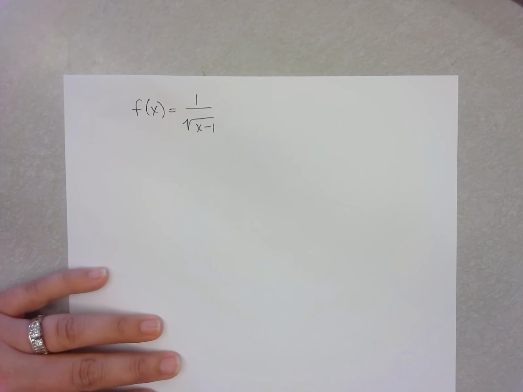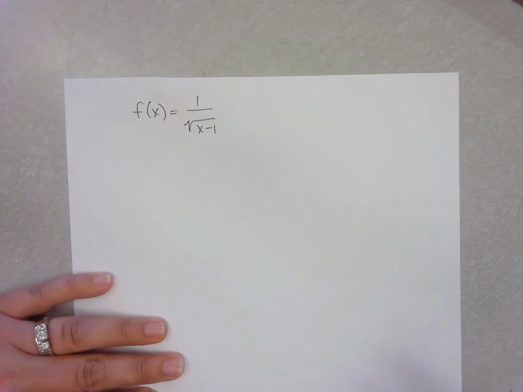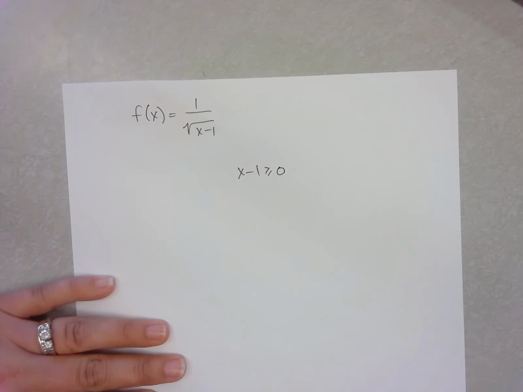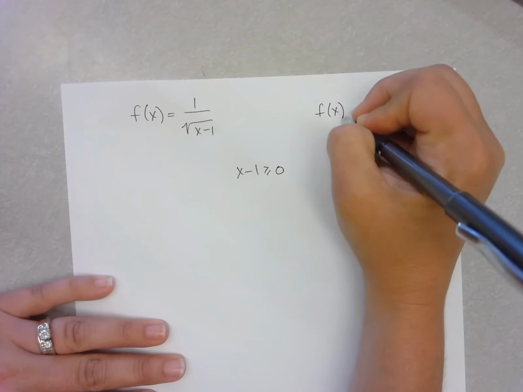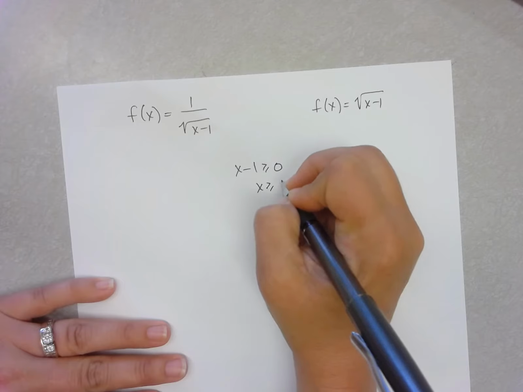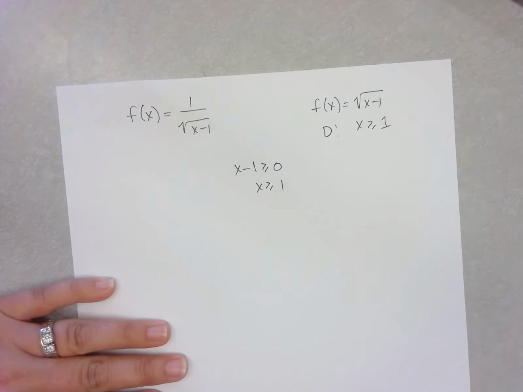So first of all, when I'm doing a square root, I see the square root, I immediately know that x minus 1 has to be greater than or equal to 0. If f of x was just the square root of x minus 1, x would be greater than or equal to 1, and I would be good to go. This is my domain. Okay?